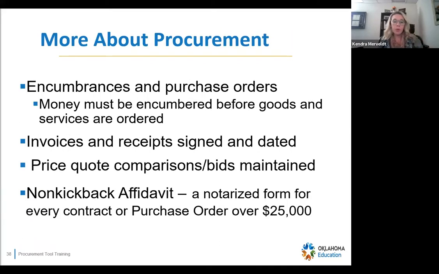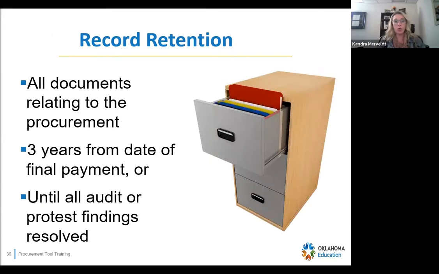So something else about procurement is encumbrances and purchase orders. Just make sure, again, money must be encumbered before goods and services are ordered. Invoices have to be signed and dated. They look at that during your admin review. And then again, we're looking at invoices. Price quote comparison or bids maintained. Just make sure you have all your documentation, and then also make sure you have your non-kickback affidavit for anything over $25,000 or more. Again, keep all of your past 3 years of records and then your current year. So again, you should all have 3 years past, and then your current year records.